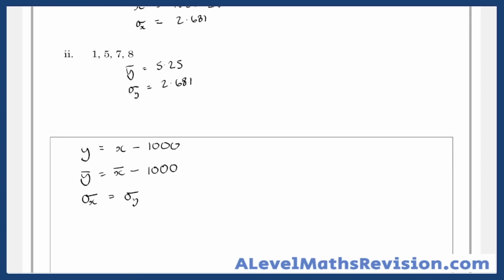So to summarise, and this is a really important point that I'm going to write in red, if we've got y equals x plus or minus a value, let's call it k, in this case k was minus 1000, the y bar is just the same code applied to the original mean. However, the standard deviation of the two sets will remain the same, because simply performing a translation of data doesn't affect the spread, therefore won't affect the standard deviation. And that is that type of coding covered.